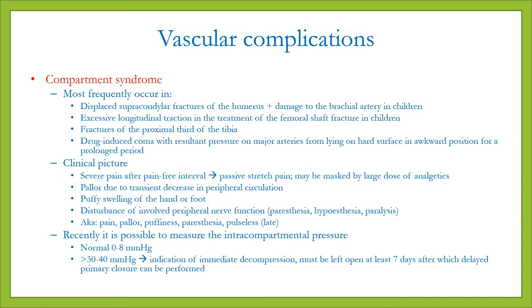Recently, it is possible to measure the intracompartmental pressure. Normal is 0 to 8 mm of mercury. More than 30 to 40 mm of mercury is an indication for immediate decompression, which must be left open at least 7 days, after which delayed primary closure can be performed.